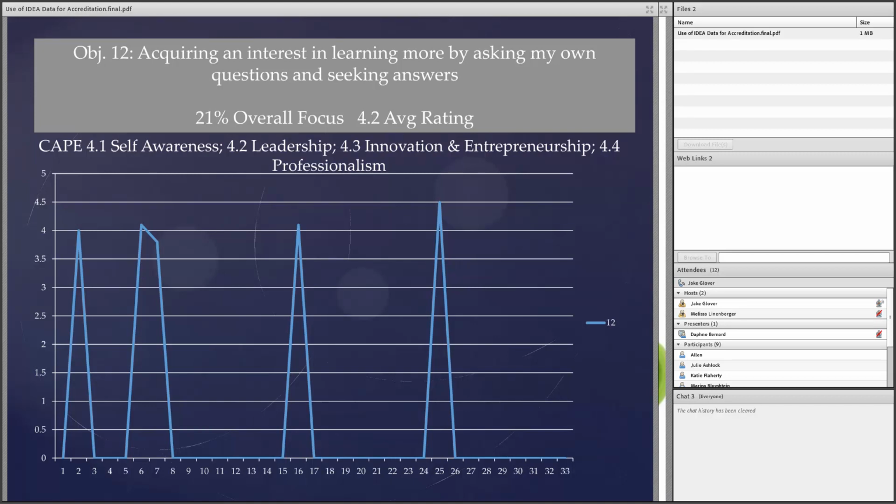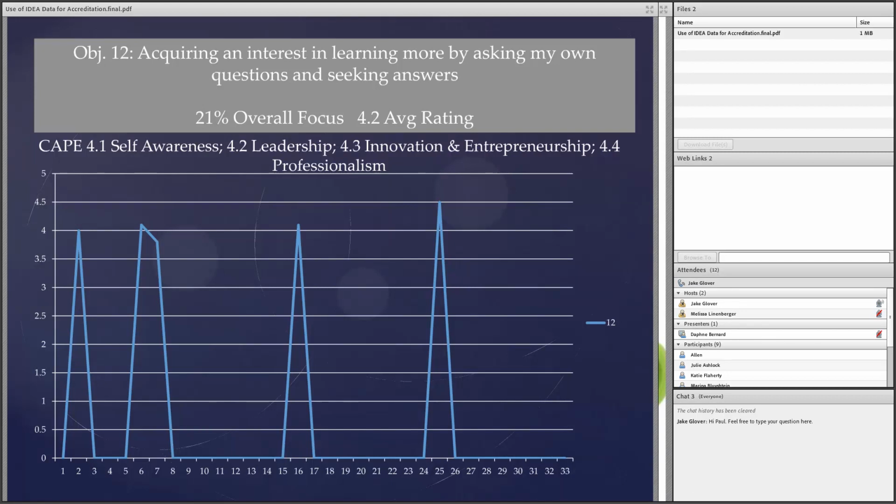And I was pleasantly surprised when I looked and I saw that it's directly linked to objective 12 of IDEA. So IDEA, acquiring an interest in learning more by asking our own questions and seeking answers. That's tied directly to those affective domains of self-awareness, leadership, innovation, and entrepreneurship, as well as professionalism. Only emphasizing 21% of our overall curriculum that has a really good response rating of 4.2.